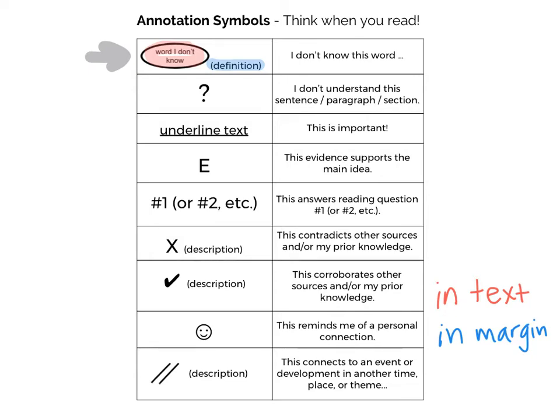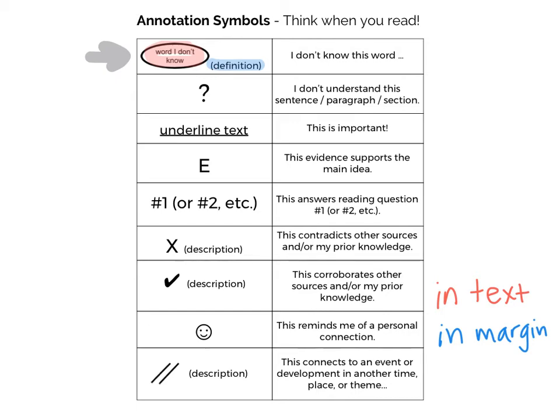If you don't know a word, you're going to circle it in the text, look it up, and in the margin, you'll write the definition of that word so that you always have the definition right there next to the text in case you come back and you don't quite remember what the definition was. So you don't have to look it up again. It makes it easier for you.